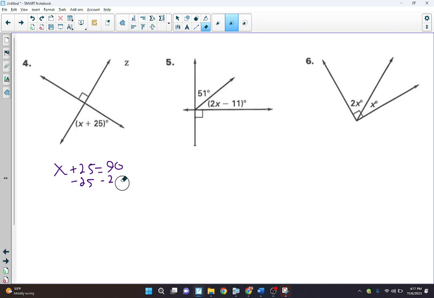This is not 3.6. Am I wrong? It is. Isn't the next one also equals 90? So x equals... It's in the middle. 65. Yeah. All right, this one.